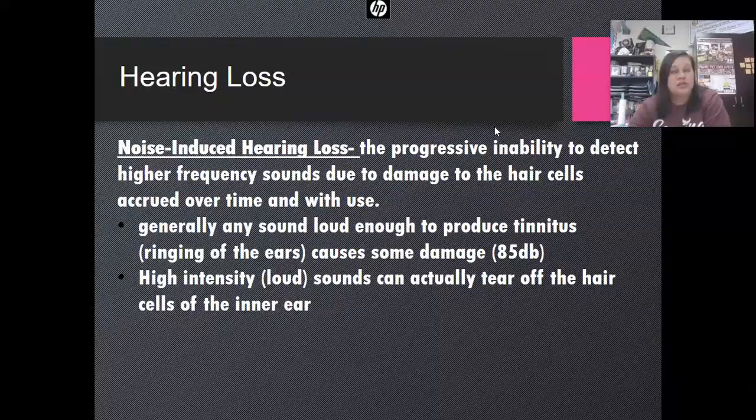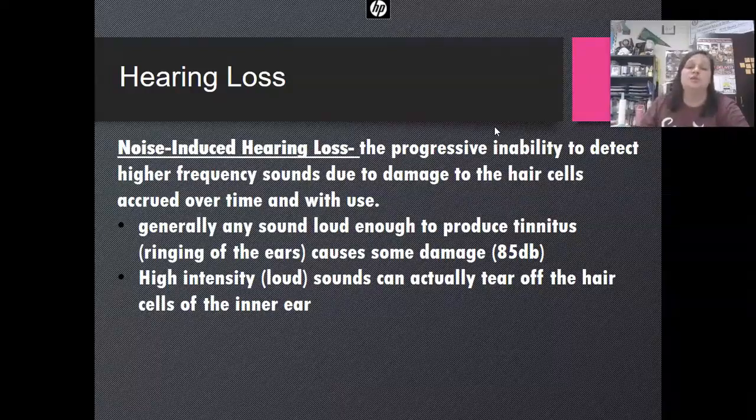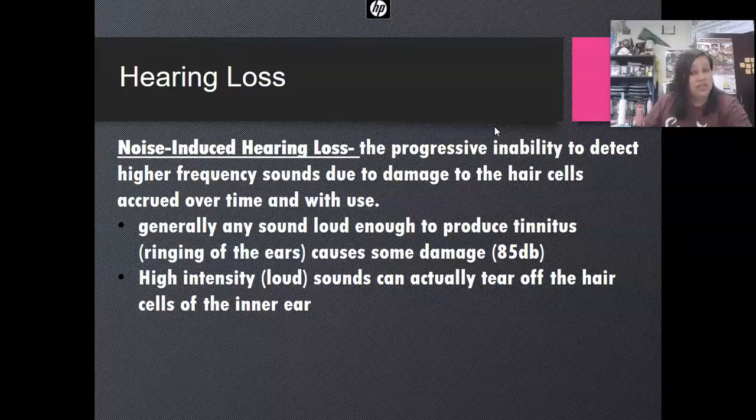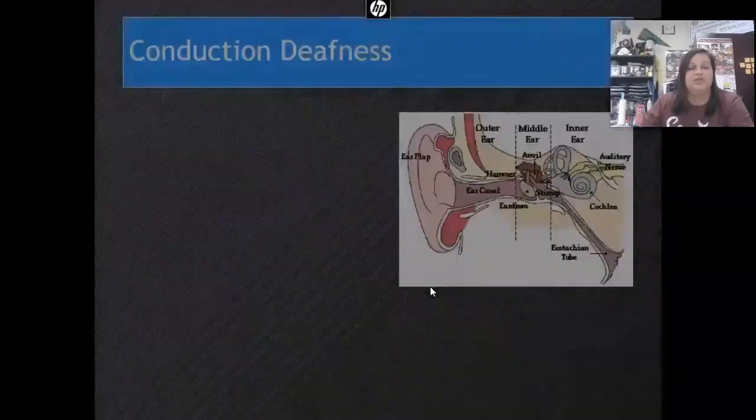Noise-induced hearing loss, also called stimulation deafness, happens progressively, or gradually over time, after being exposed to lots and lots of high-frequency sounds. What you're actually doing is damaging the hair cells. Once those hair cells are damaged, they die off and they don't regenerate. Generally, any sound loud enough to produce tinnitus, which is the ringing of the ears, causes damage. So pretty much anytime your ears are ringing afterwards, you have caused hair cells to scream. It's like they're screaming and dying. And then a really, really loud sound can actually tear off the hair cells of the inner ear. Pretty scary to think of that happening.